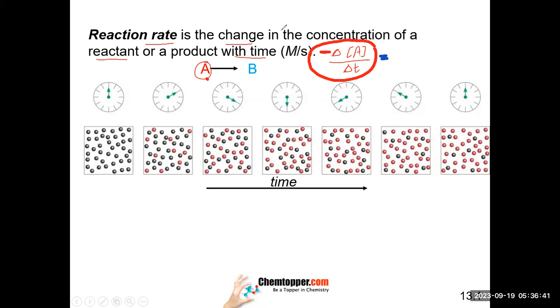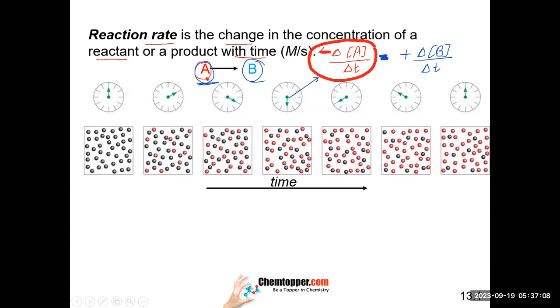Which is actually equal to the rate of appearance of B. Am I right? Because they are 1:1. See, if one A disappears, one B appears. So it is equal to the rate of appearance of B. Please write down these two terms: rate of disappearance of the reactant, rate of appearance of the product.